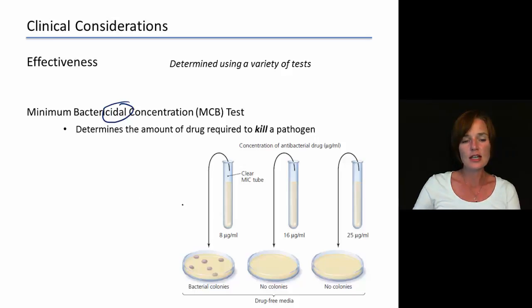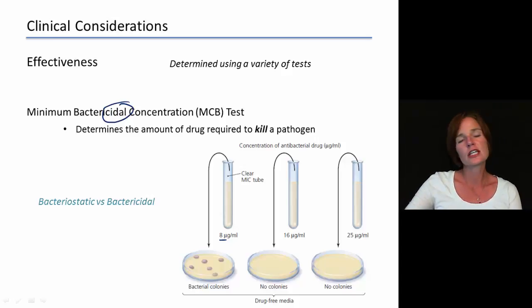And so you can see that it is possible to get a concentration where you don't have growth inside the tube, but if you later plate those cells out, they're able to grow again. So that's not something that's bactericidal. The 16 micrograms per milliliter here is going to completely eliminate future colony growth. So that would tell us that that is the minimum bactericidal concentration. So if we want to kill the bacteria, we need to use the 16 micrograms in this example.